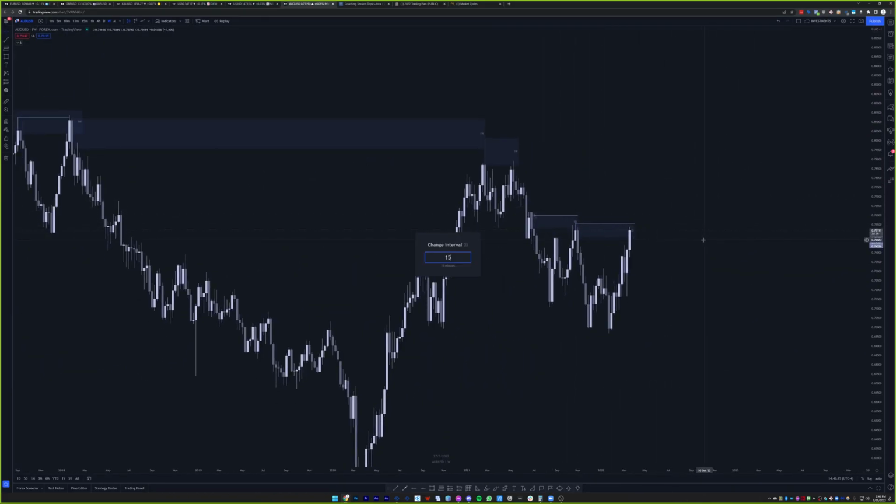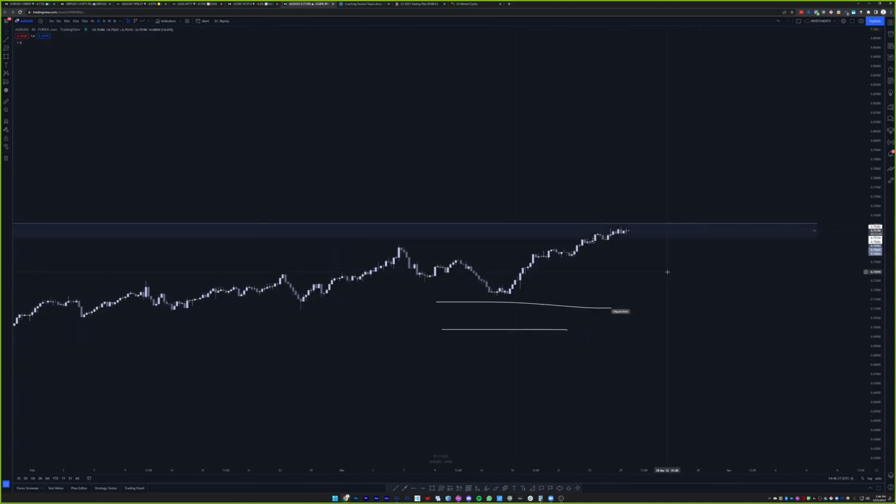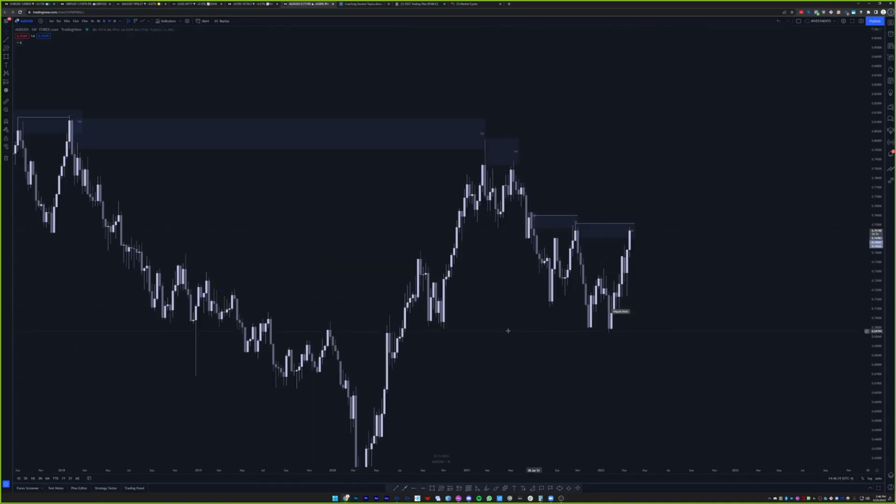It's starting to respect daily. Here we swept that low, so this is a bullish thing to me. Yeah, it's a bear trap.